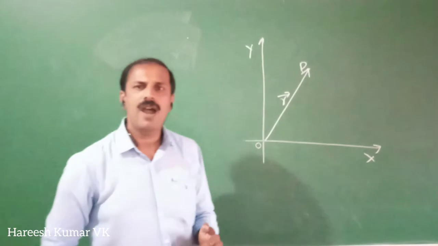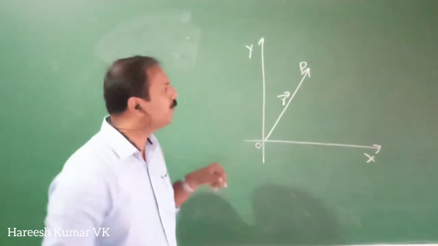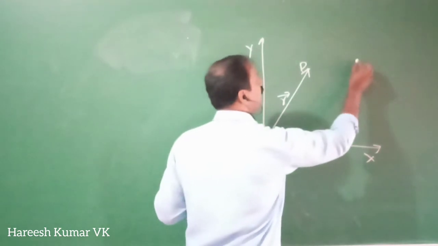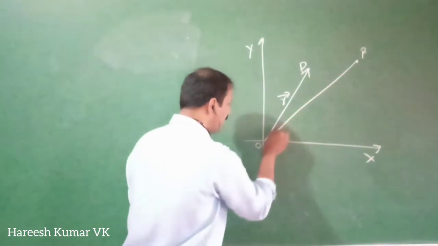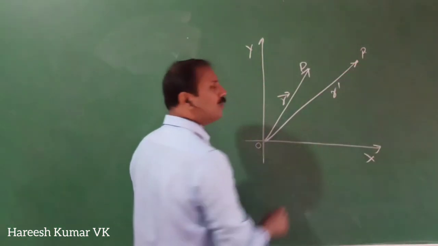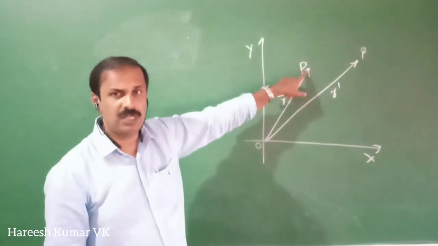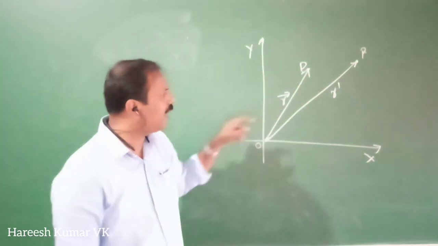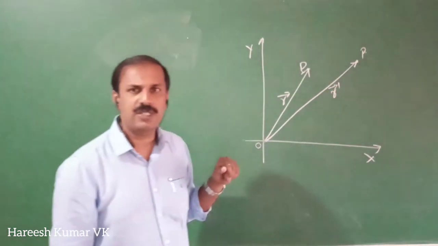Now you see here, after some time, this position of this object changes to another point here, P dash. It is moving to another P dash. So this is the new position vector. So this R dash is the new position vector. So this was the first position vector P. For P the position vector was R, and for the second position the position vector is R dash.